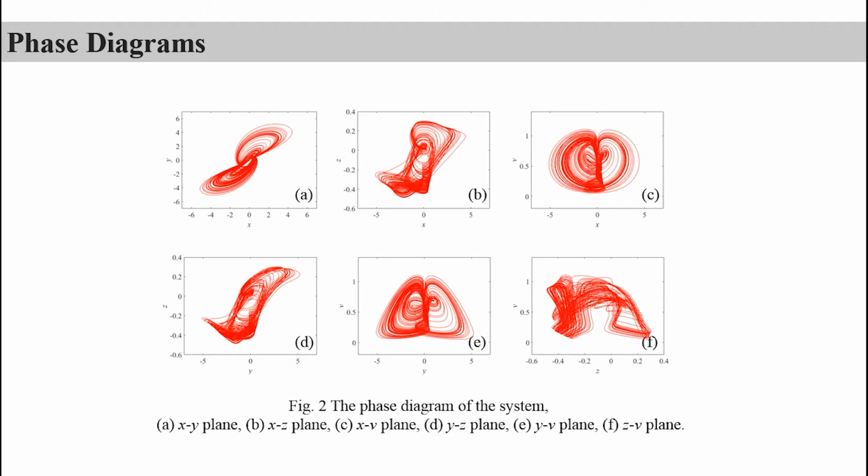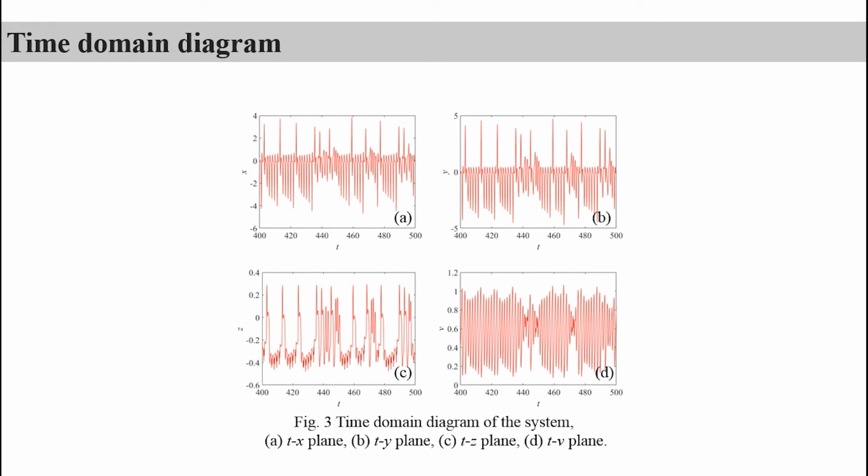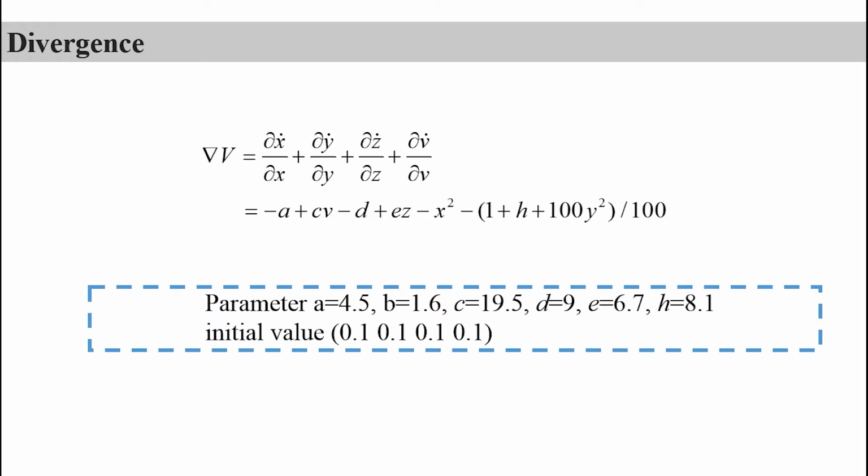The time domain diagram of the system is shown in Figure 3. Equilibrium point analysis of the system. The divergence of the four-dimensional chaotic system is this. When this holds, the system is dissipative and the volume of the system is 0.